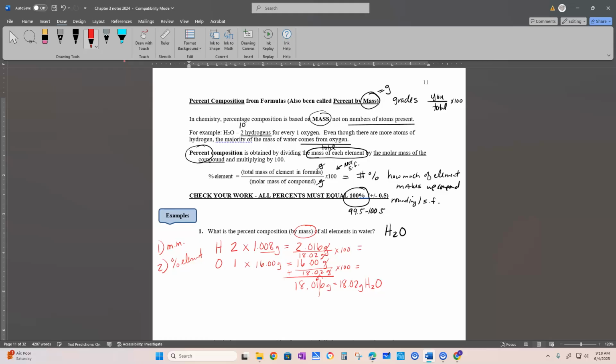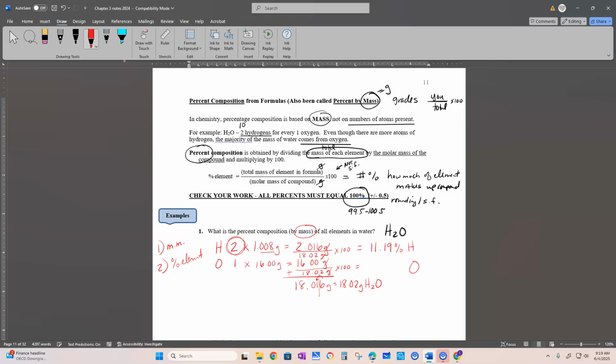In each one of these, my sig figs are going to be based off 4. There's 4 on top, 4 on the bottom. So 2.016 divided by 18.02 and times 100. I'm going to get 11.18. But we're going to round that to 19. Number, unit, chemical. So 11.19% of water is hydrogen. Even though you have 2 atoms of hydrogen, the majority of the mass is coming from oxygen. So we're going to take that 16 divided by 18.02 times 100.